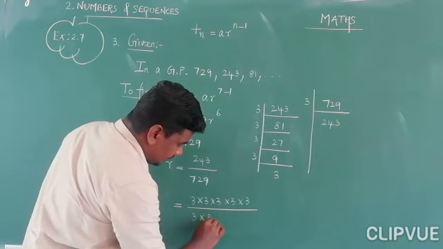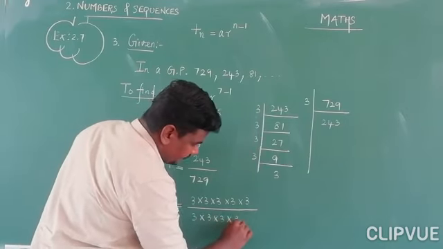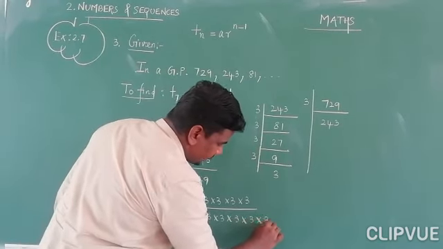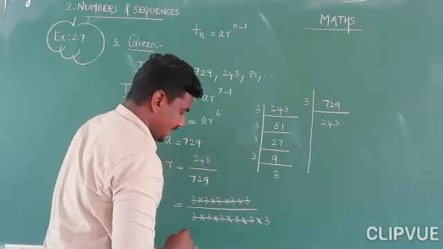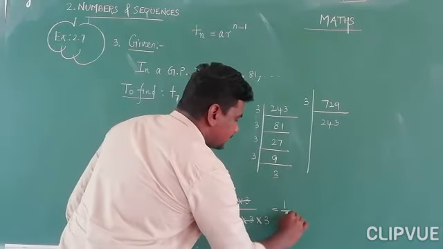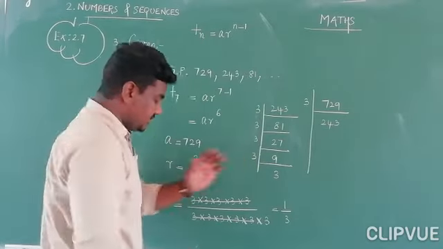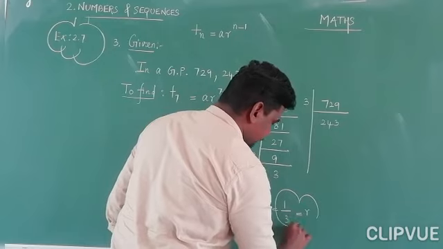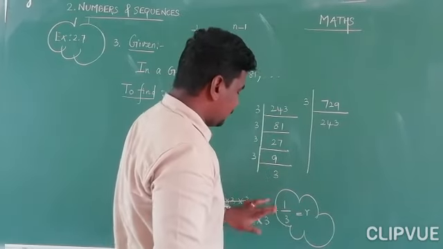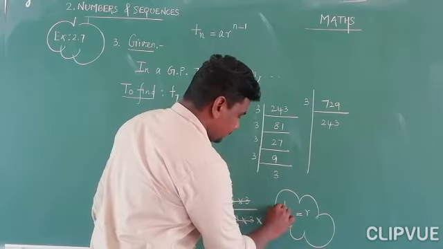So 1. How many times? 6 times we have to write. So this 5 times will be cancelled. So finally you got the answer 1 by 3. What is it? It is equal to r. So r is equal to 1 by 3.